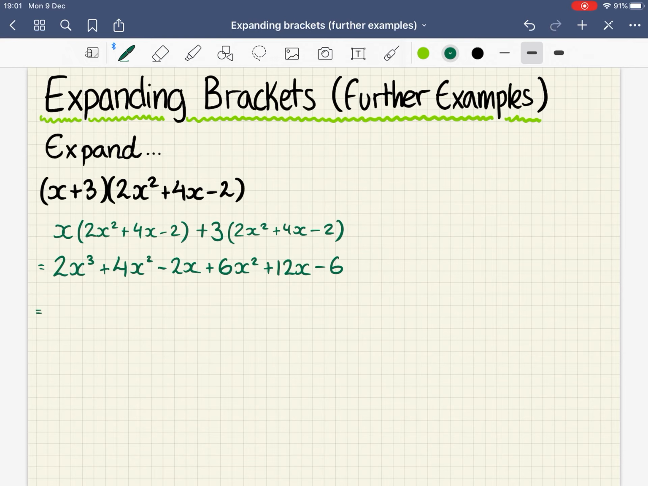Now we need to collect our like terms. So first, looking around, I've got no other x cubed, so that's going to be my only one at the front. Then I've got plus 4x squared plus 6x squared. So 4 and 6 is going to give me 10, so that's going to be plus 10x squared. Then I've got minus 2x plus 12x. So minus 2 add 12, or I can think of it as 12 minus 2, it's going to give me plus 10x. And then that negative 6 is all by itself on the end.